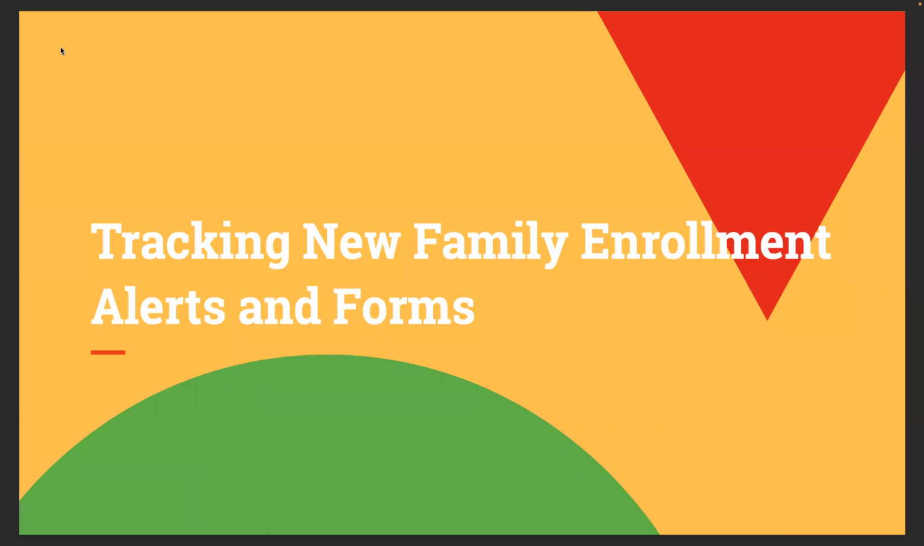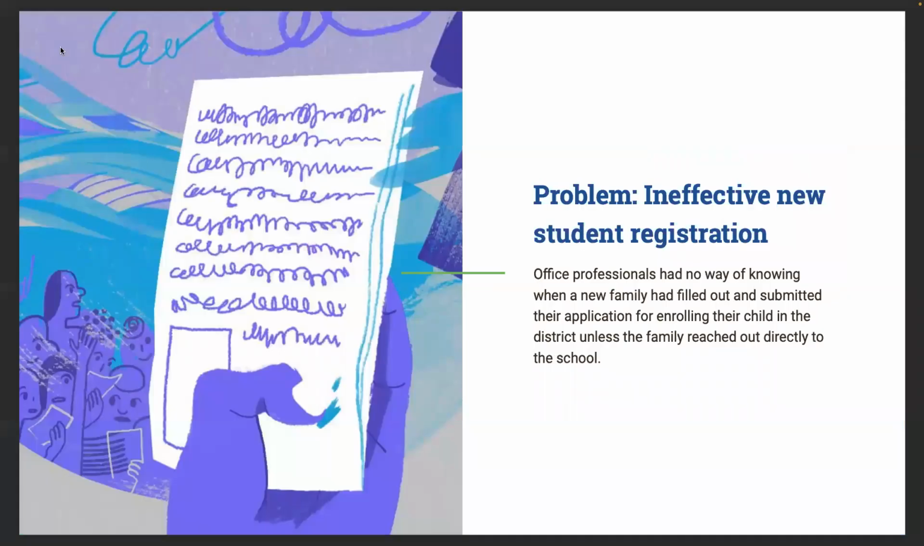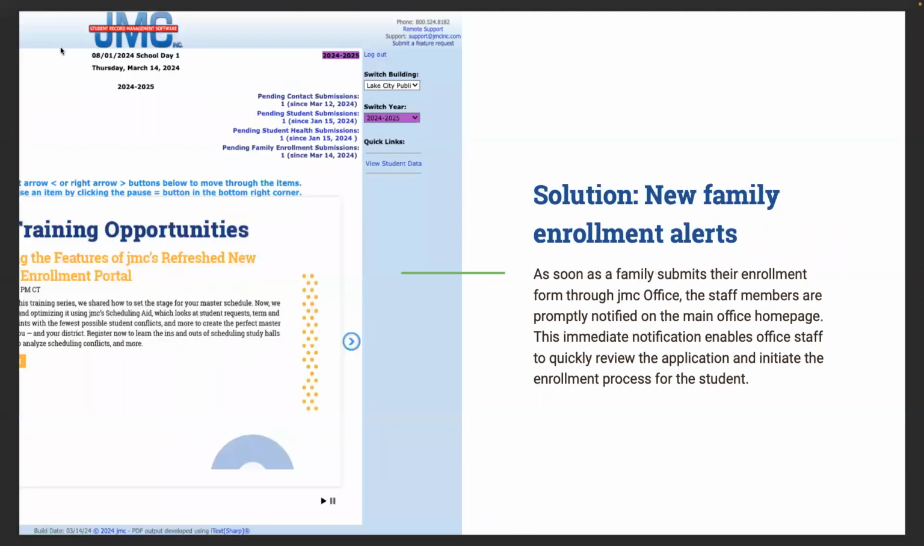We'll talk a little bit here about tracking new family enrollment alerts and forms. So we've looked at families who are already in your district, and now we'll look at those new families who are submitting new family enrollment. A problem that schools would have is ineffective new student registration processes. Office professionals had no way of knowing when a new family had filled out and submitted their application for enrolling their child in the district unless a family reached out directly to the school.